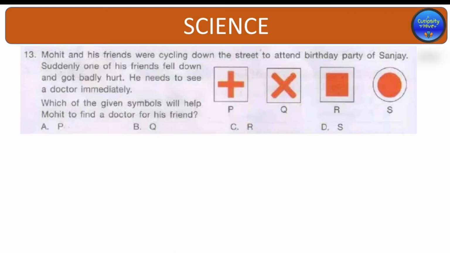Next question is, Mohit and his friends were cycling down the street to attend the birthday party of Sanjay. Suddenly one of his friends fell down and got badly hurt. He needs to see the doctor immediately.